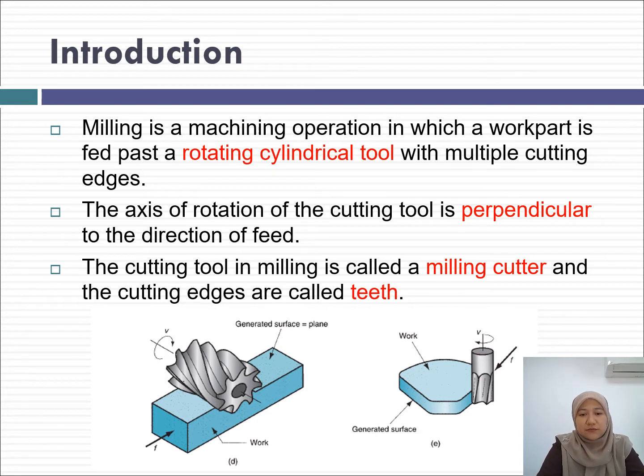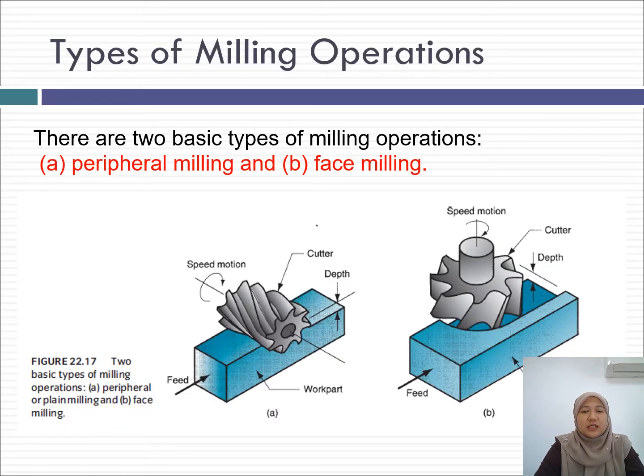You can see from the pictures that there are two types of cutting tool. One is rotating in a horizontal position and the other is rotating in a vertical position. The workpiece is on the work table, moving in the feed direction. There are two basic types of milling operations, which are peripheral milling and face milling. Looking at the pictures, A is peripheral milling and B is face milling.